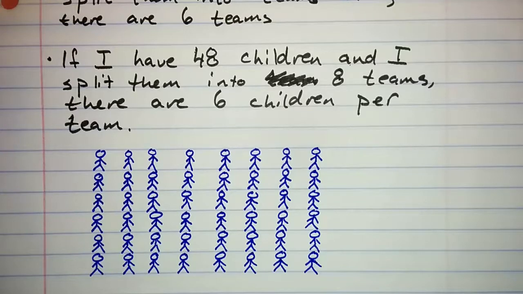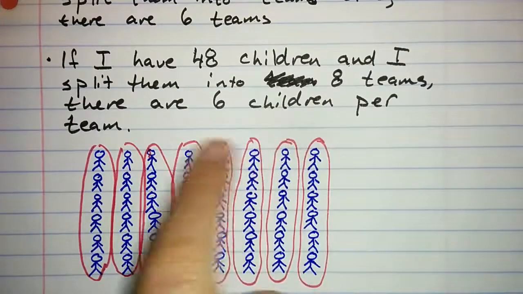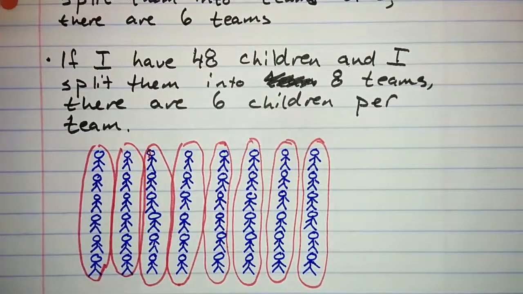Here are my 48 children. And looking at them, I can see that if I take these groups, I'll get 8 equal-sized teams. How could I form those teams? I could have my children count off.